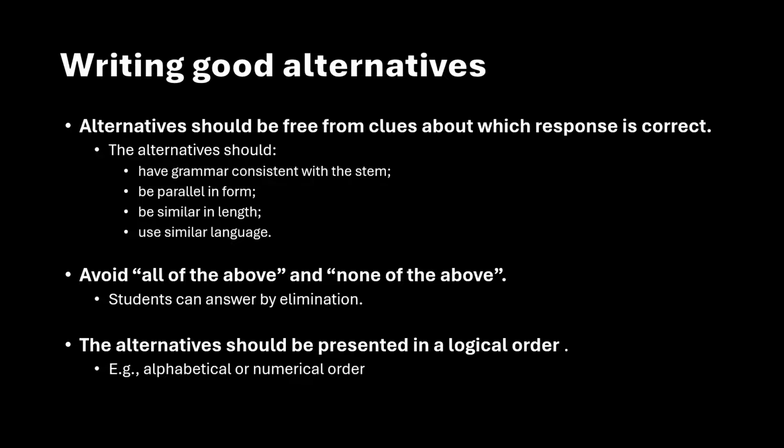In terms of how you order them, I would highly recommend just having every single one of your alternatives being alphabetical. That way, you're not making the mistake of having the most complex alternative as the A one.